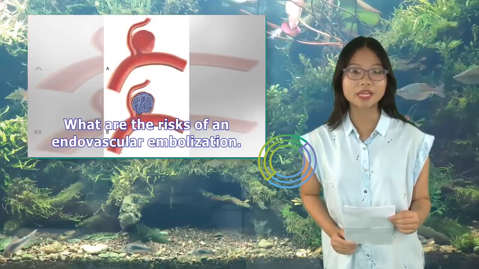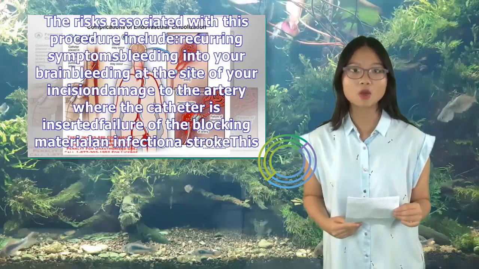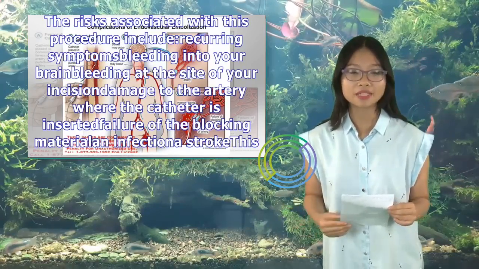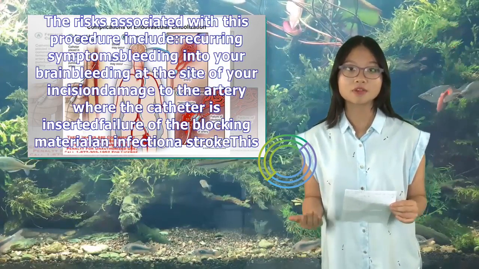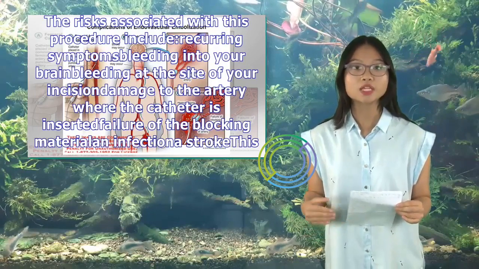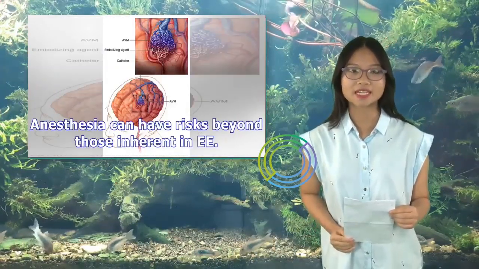What are the risks of an endovascular embolization? The risks associated with this procedure include recurring symptoms, bleeding into your brain, bleeding at the site of your incision, damage to the artery where the catheter is inserted, failure of the blocking material, infection, and a stroke. This procedure is sometimes performed under general anesthesia. Anesthesia can have risks beyond those inherent in EE.